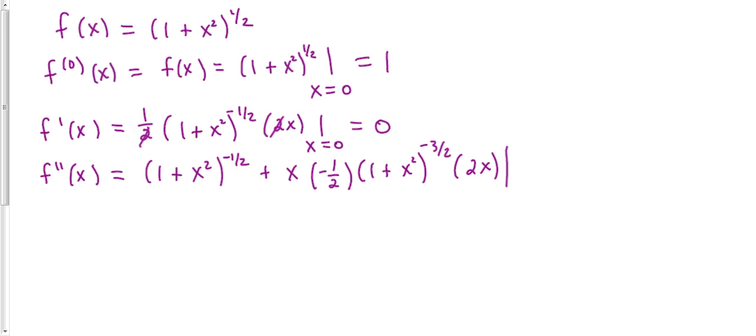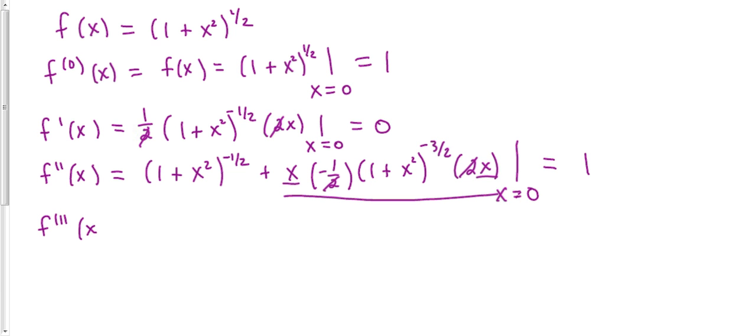And when I evaluate this whole thing at x equals 0, my first term is going to give me a 1, but my whole second term here is going to be 0 because I've got this x out in front. So I'm going to cancel those 2's again because I have to take my third derivative.